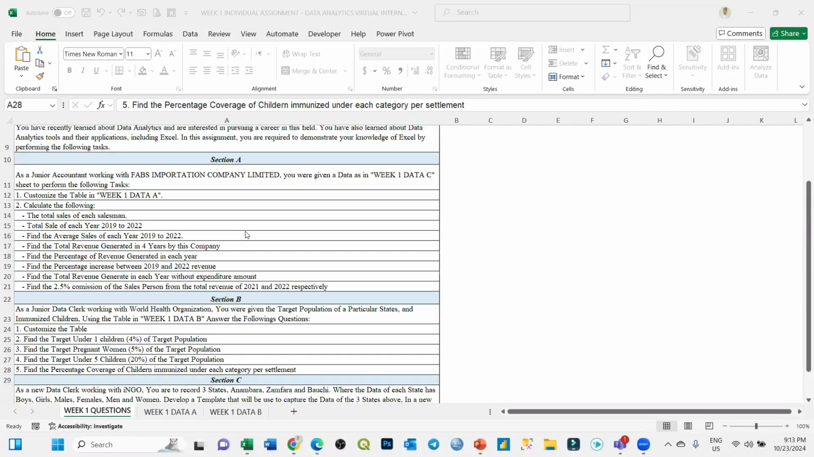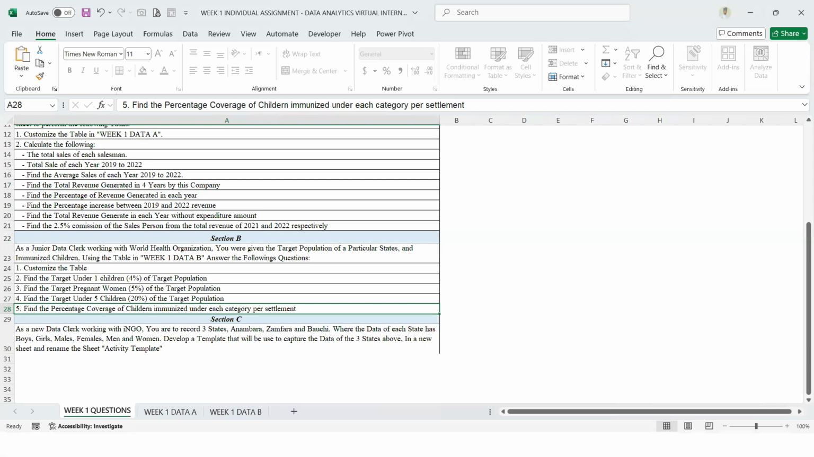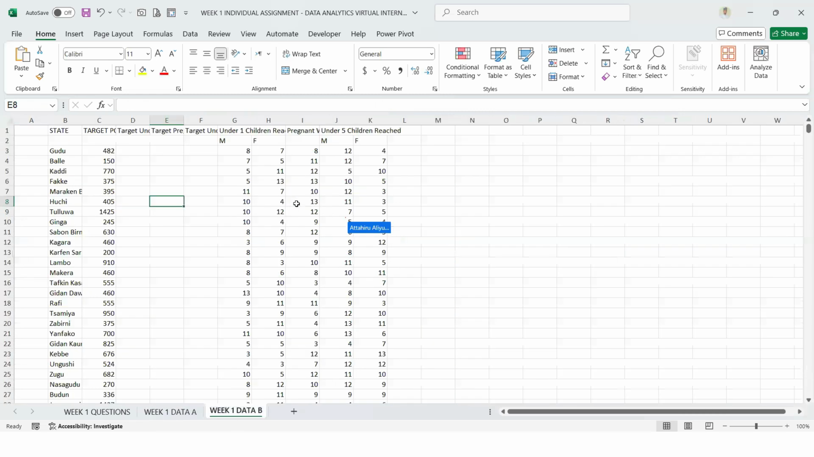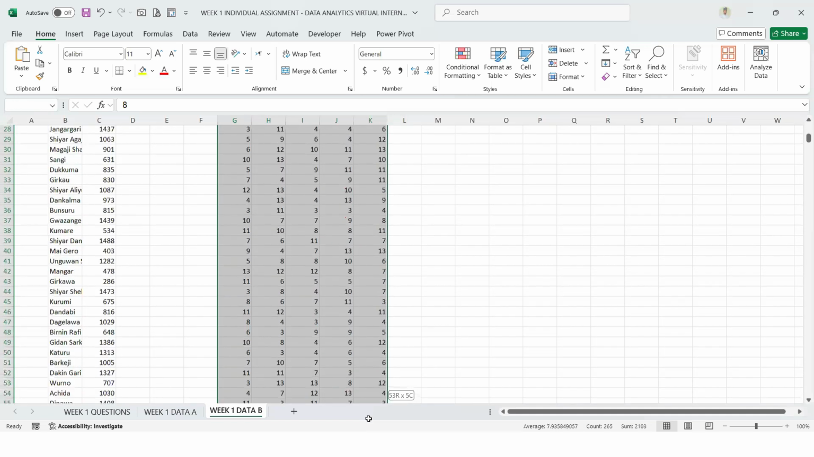So here is the assignment, and this is question 5. Let me just leave it where it is. This is the question that I want us to discuss: find the percentage coverage of children immunized under each category. You see, this is section B, and these are the children immunized. You're supposed to have this data.